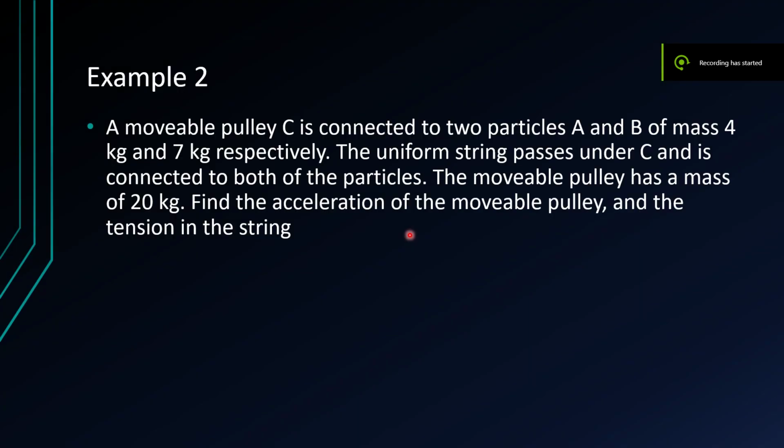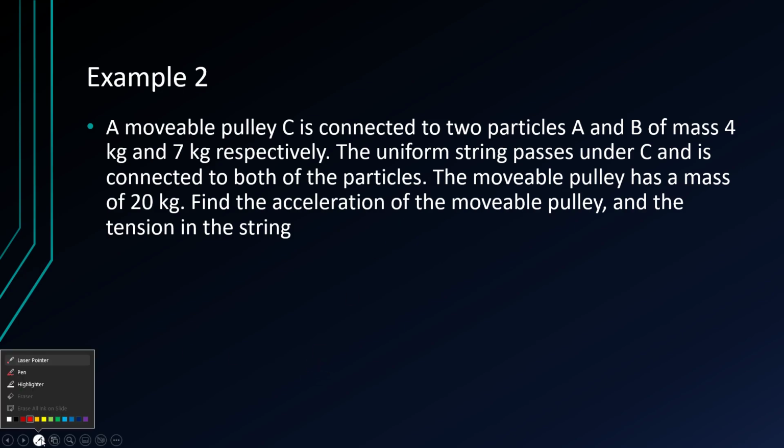Here's a bit more of a complicated example. A movable pulley C is connected to two particles A and B of mass 4 and 7 kilos. The uniform string passes under C and is connected to both of the particles. The movable pulley has a mass of 20 kilograms. Find the acceleration of the movable pulley and the tension in the string.